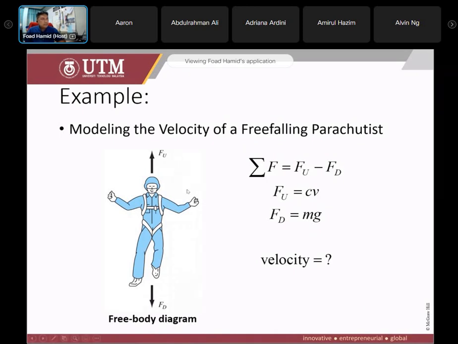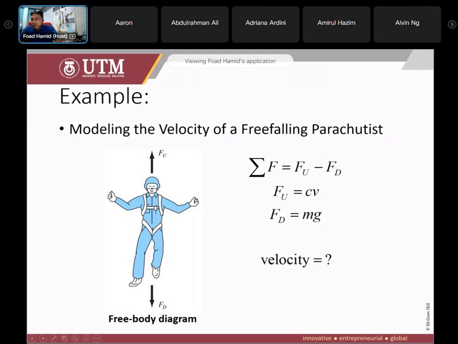Upward minus downward, and it will ask you for the velocity. So we have CV here. C is what we call the coefficient of drag. This is velocity, and m is the mass of the parachutist, and g is the gravity. So the question is, how can we find the velocity here of that parachutist?